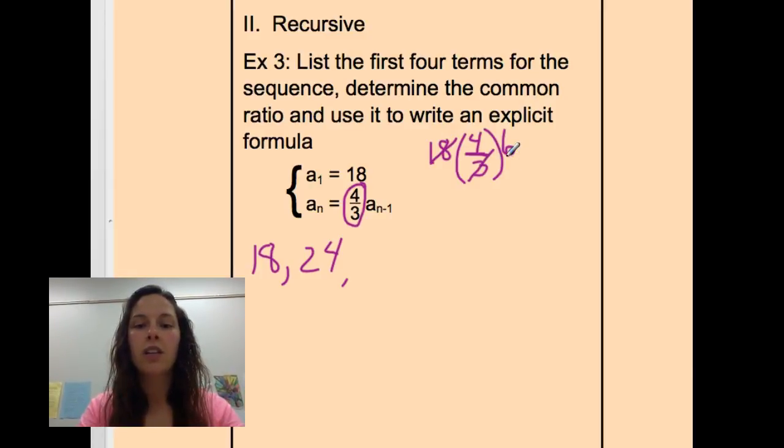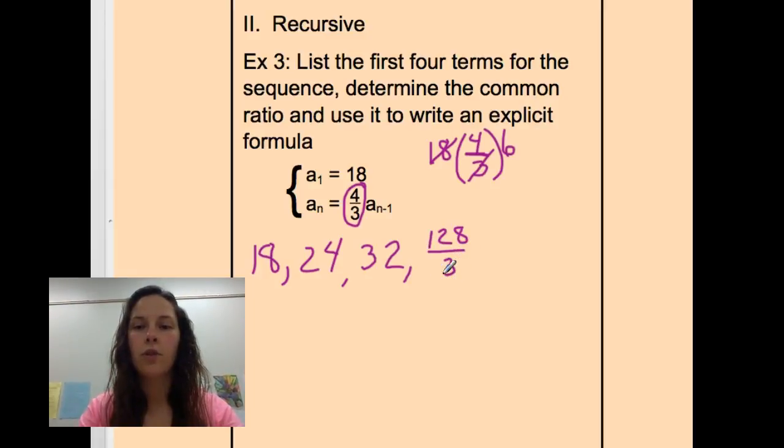So I'm going to do that again. 24 divided by 3 is 8, times 4 is 32. Now 32 does not divide by 3 evenly, so we are going to end up with a fraction on this one. 32 times 4 gives us 128 thirds.